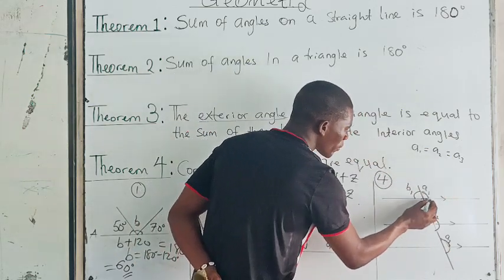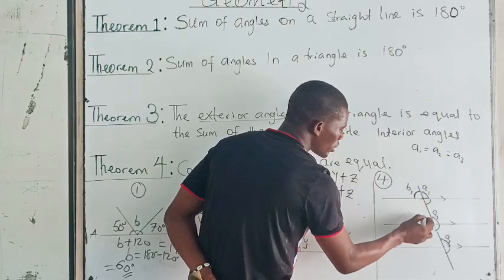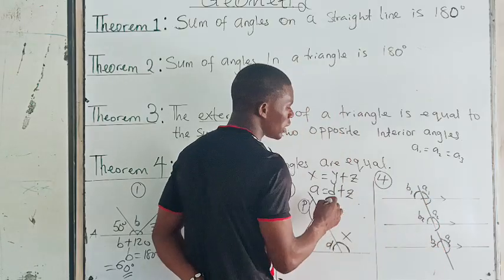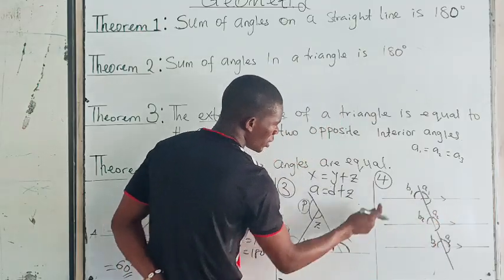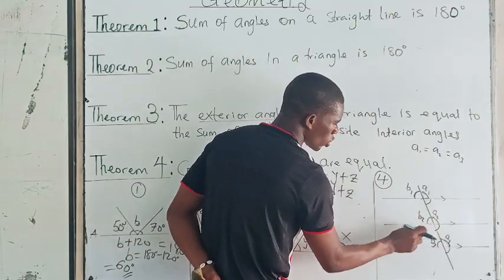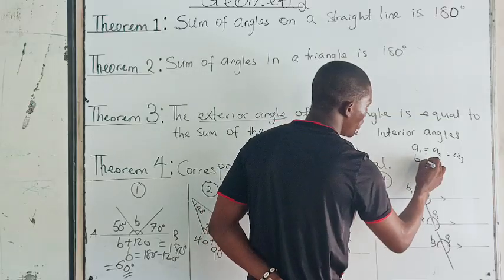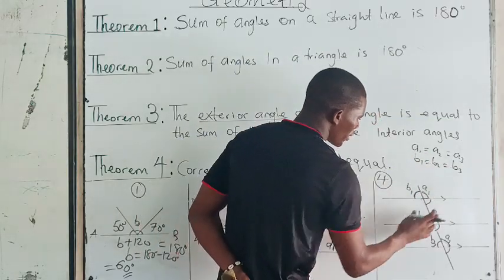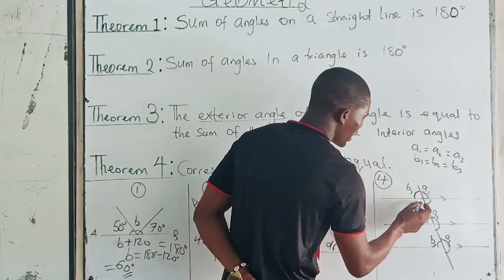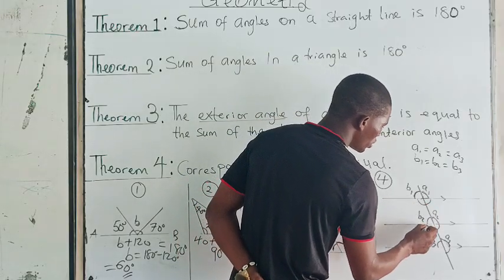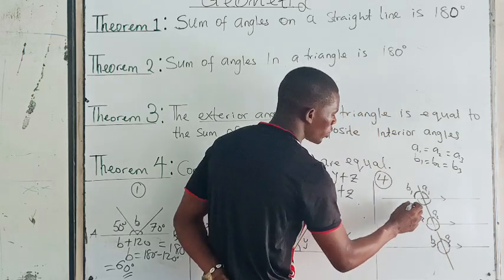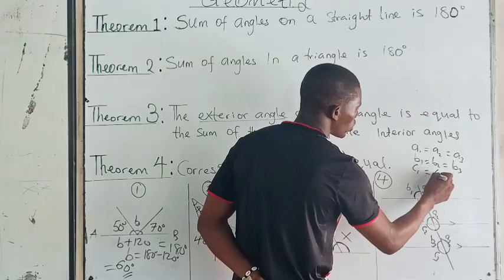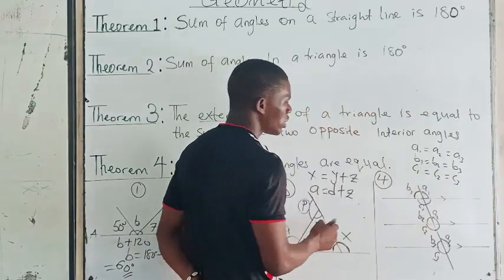That means the angle here, let me start with this, B1, this one B2, and this one B3. They are corresponding because they are all on this side. B1 is on top, B2 is on top, B3 is on top. So that means they are all equal. B1 equals B2 equals B3, right? Then that means this one and this one will be equal. So we are calling this one C1, C2, and C3. That means C1 equals C2 equals C3.